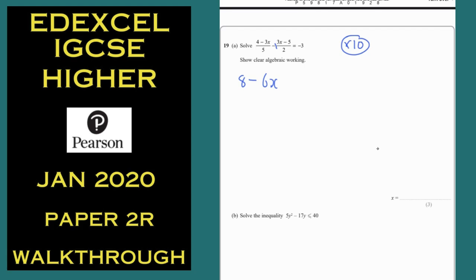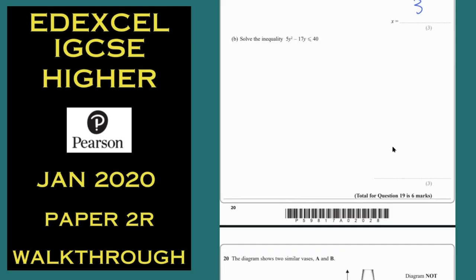So it should be negative 3x times 5. And it should be negative 5. So positive 5 times 5. And equals negative 3 times 10. Let's get like terms collected. So minus 21x. While also subtract 8 and subtract 25 from both sides. Divide both sides by minus 21. Turned out nice.